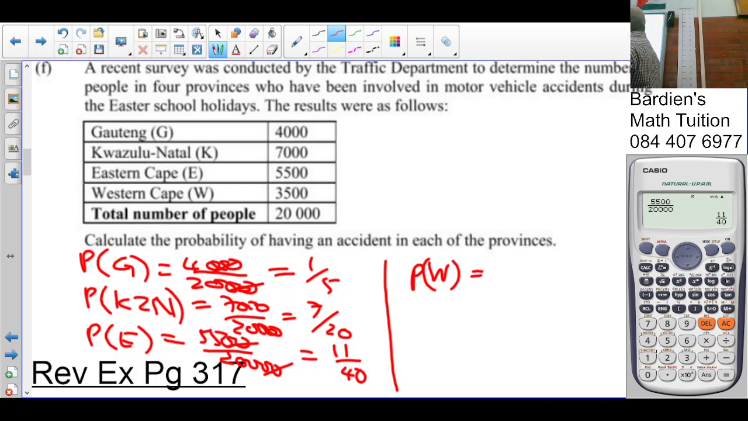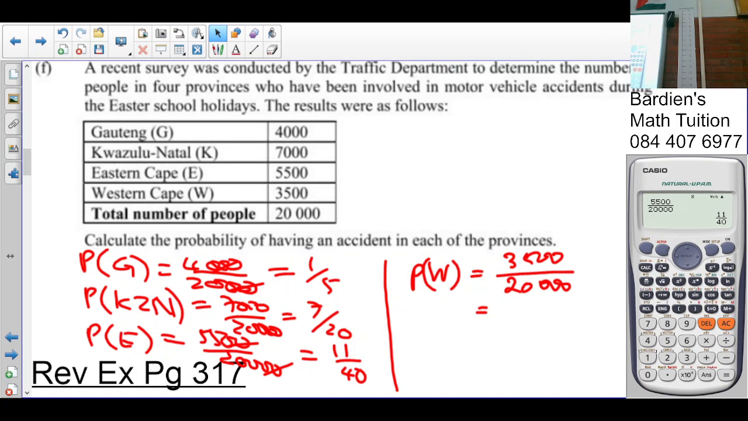So the next one, the probability in Western Cape, is 3,500 over 20,000. That's why they call you guys generation Z. Yes, there we go. 7 out of 40.